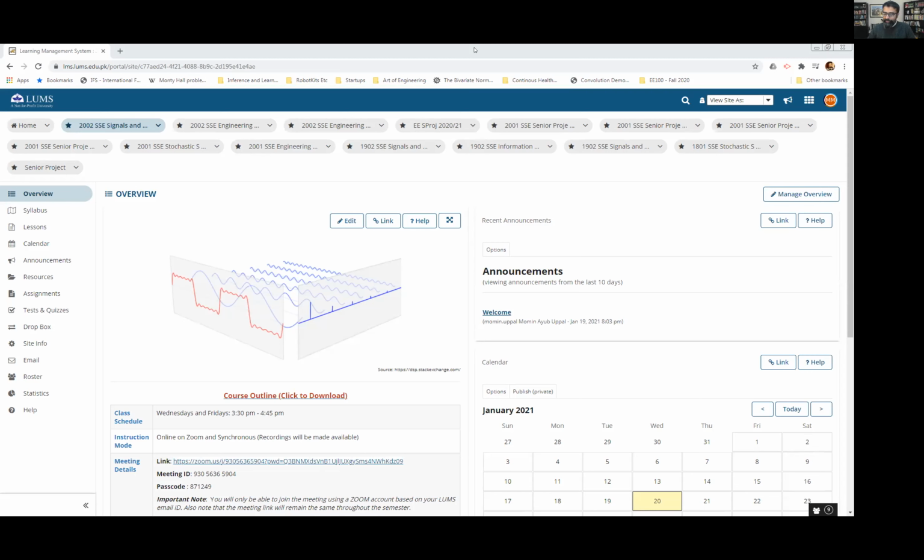Okay. So what we're going to do today, as far as the course overview is concerned, I'm going to do two things. The first thing I'm going to do is quickly go over the LMS, the course page, and some of the important things that we're going to see there, which we're going to be using throughout the semester.